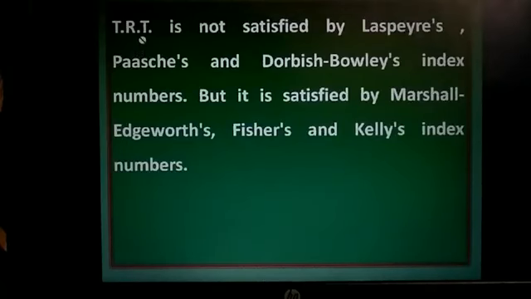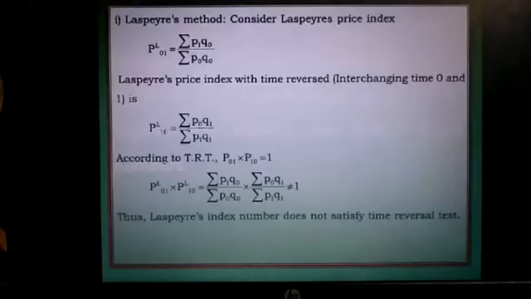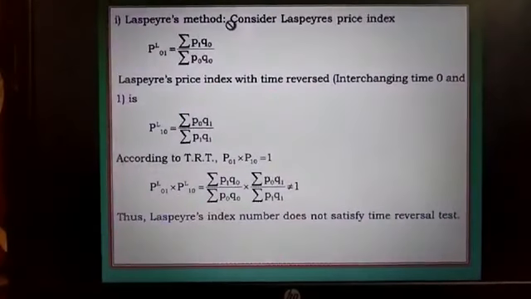Last video class we had stopped at TRT. It is satisfied by Laspeyres', Paasche's and Dorbish-Bowley's index numbers, but it is not satisfied by Marshall-Edgeworth, Fisher's and Kelly's index numbers. Let us observe one by one how it can be proved. First, let us consider Laspeyres' method. So consider Laspeyres' price index number.